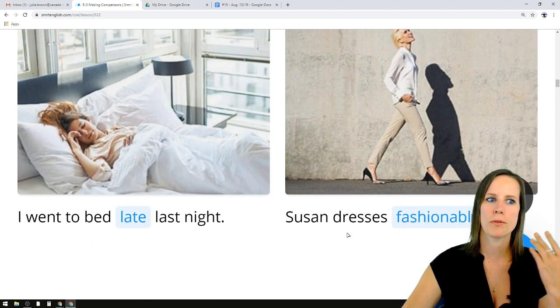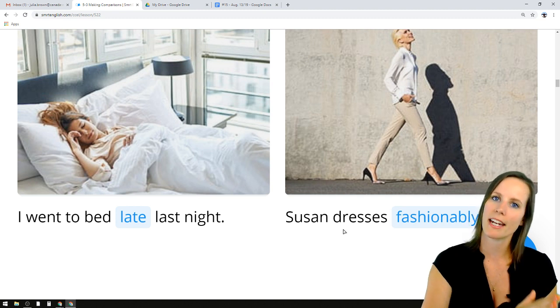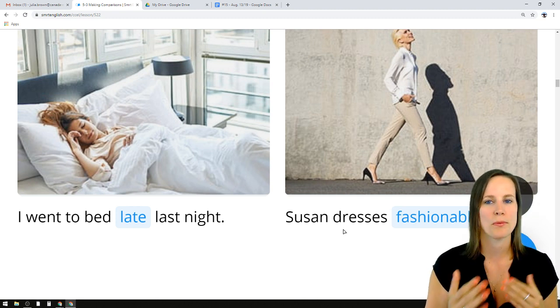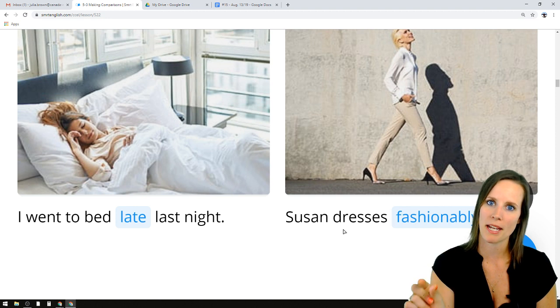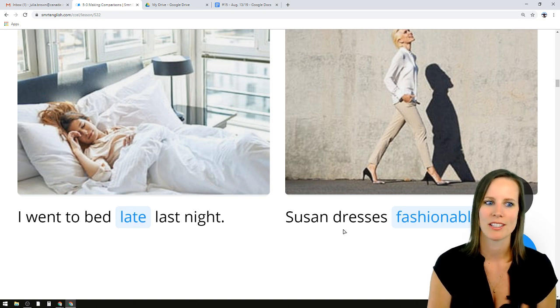Okay, so we just did a little review about adjectives and adverbs, and we are talking about them in their base form, okay? And so far we haven't done any comparing, but we're going to start that now.